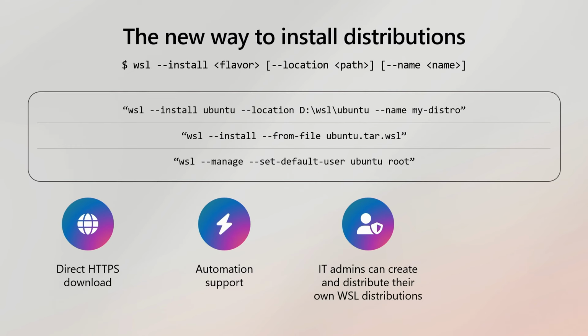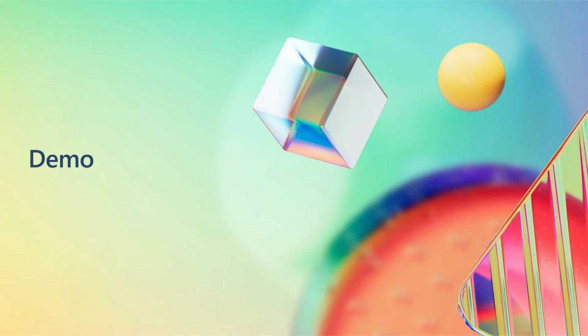Now, IT admins can create their own distributions and distribute them within their company with custom manifest. We'll get back to that later. And with the custom name and location support, you have much greater control on how WSL actually configures a distribution and how to use them. So having said all of that, let's look into a demo.